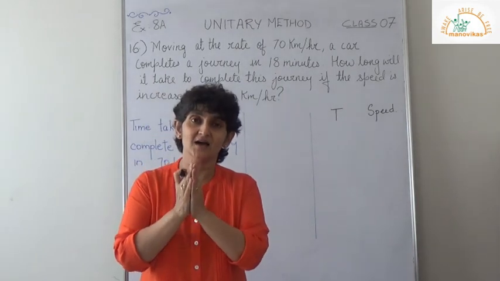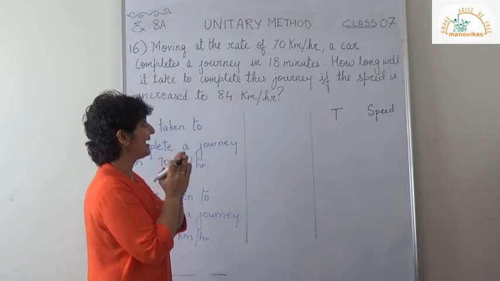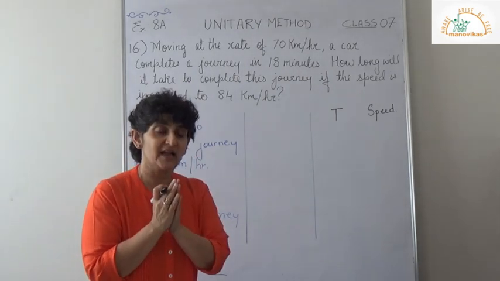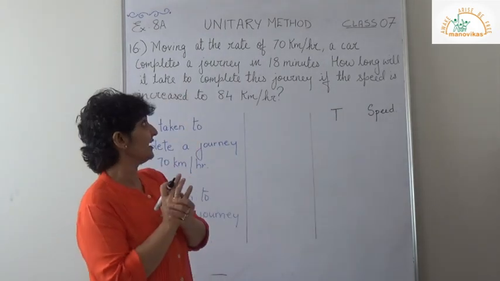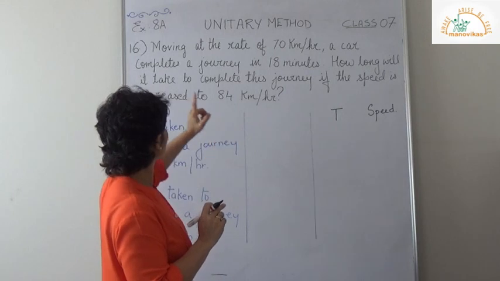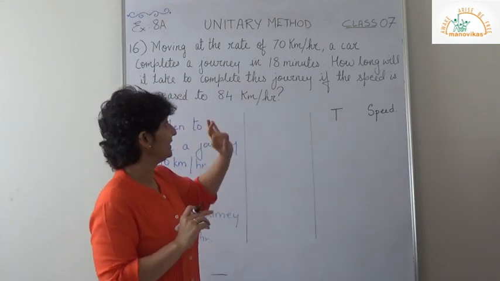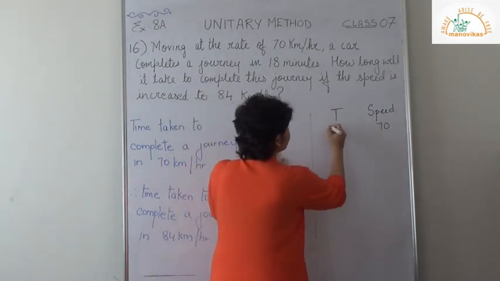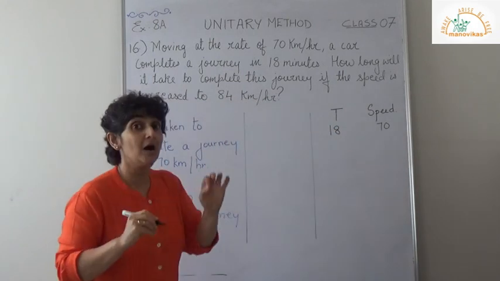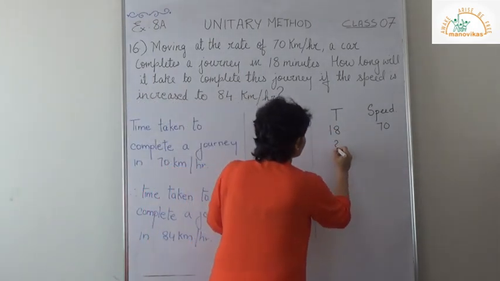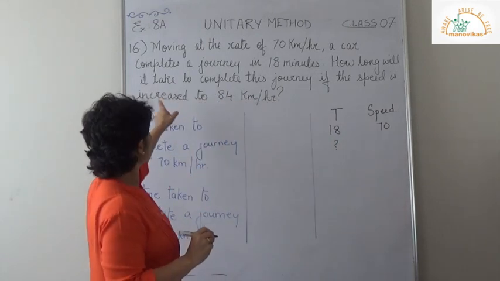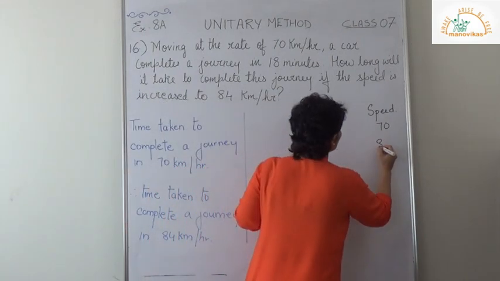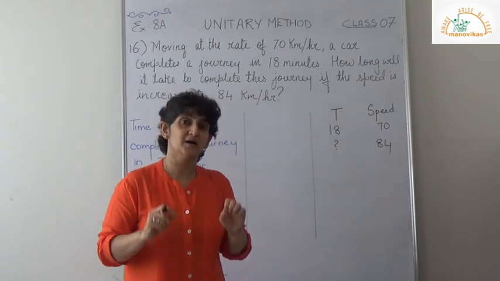Let's come to the last question of exercise 8A. Moving at the rate of 70 kilometers per hour. That's your speed. Now, moving at the rate of 70 kilometers per hour, a car completes a journey in 18 minutes. The speed is 70 kilometers per hour. Time taken is 18 minutes. How long? That means you're finding out the time. How long will it take to complete this journey if the speed is increased to 84 kilometers per hour?